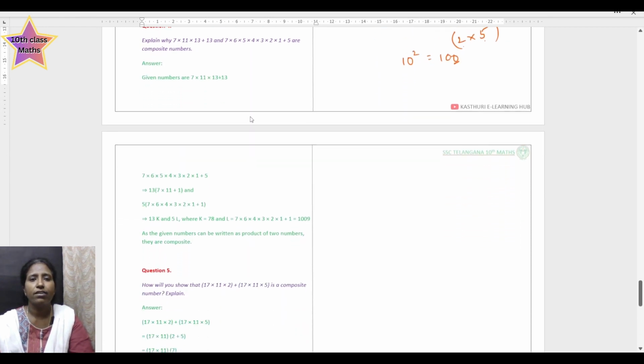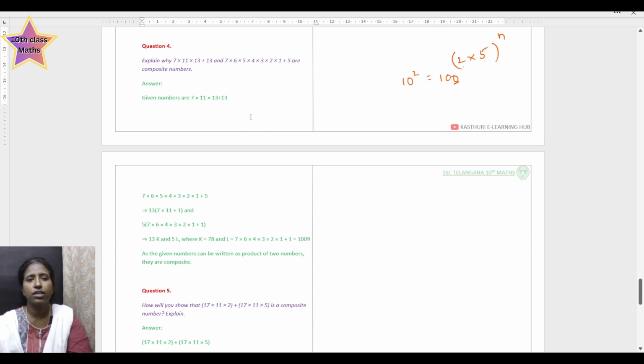Explain why 7 into 11 into 13 plus 13 and 7 into 6 into 5 into 4 into 3 into 2 into 1 plus 5 are composite numbers. Let's see what we will do. One by one you can do, or both together you can do. Firstly we will go with the first one, 7 into 11 into 13 plus 13. You should be careful with this symbol.